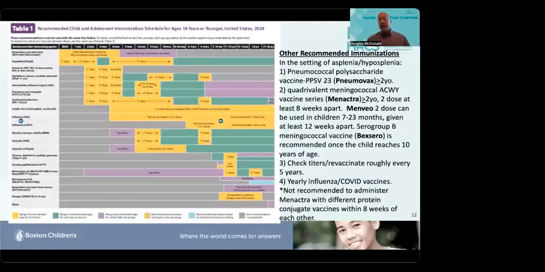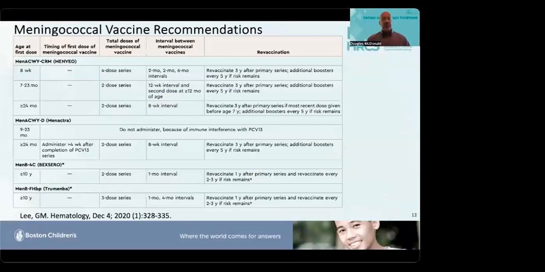Another important aspect to keep in mind regarding these vaccines is that Menactra cannot be given with different protein conjugate vaccines because it can interfere with development of the immune response. So this slide just reviews some of the different options for meningococcal vaccine.